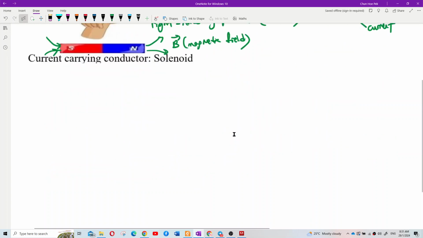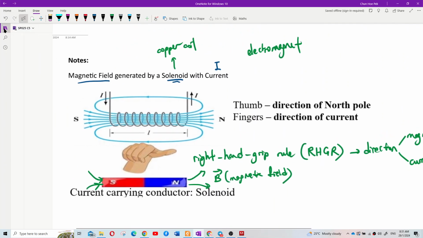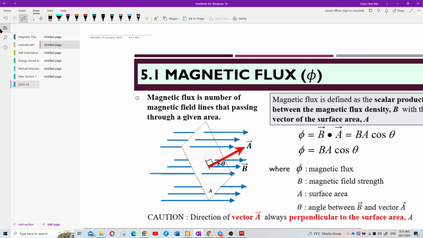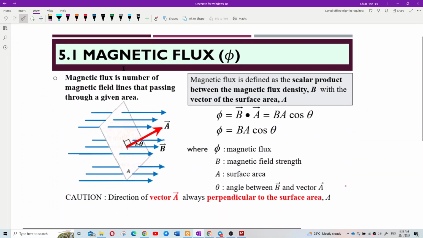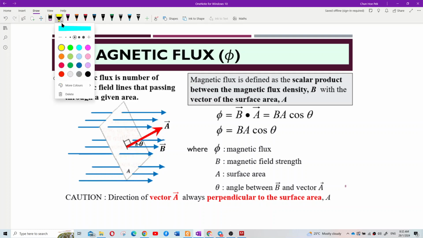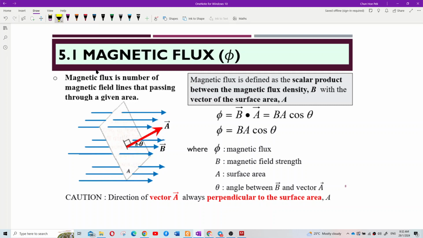All right, let's move on to the next part. This is chapter 5 already. You need to know something about magnetic flux. So what is actually magnetic flux? Let me write it down. Magnetic flux is the number of magnetic field lines passing through a certain area.